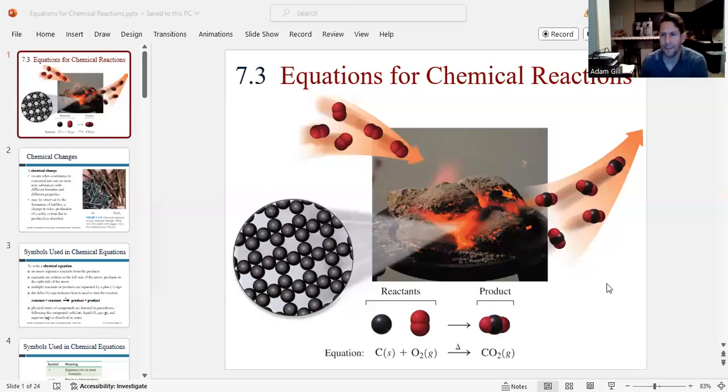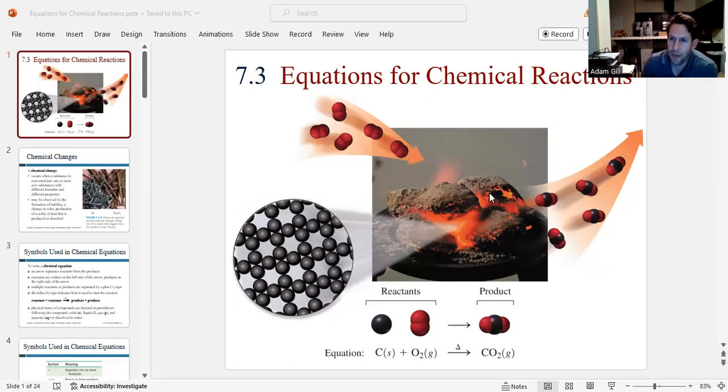Hey everyone. In today's lecture, we're going to be talking about equations for chemical reactions. A chemical reaction is usually obvious. You can see some physical thing going on that gives you evidence that a reaction's happening. In this case, we're looking at some charcoal briquettes that are burning, and it's very obvious that there's a reaction happening, right? It's giving off fire, it's giving off heat. The black charcoal is turning into gray powdery ash.